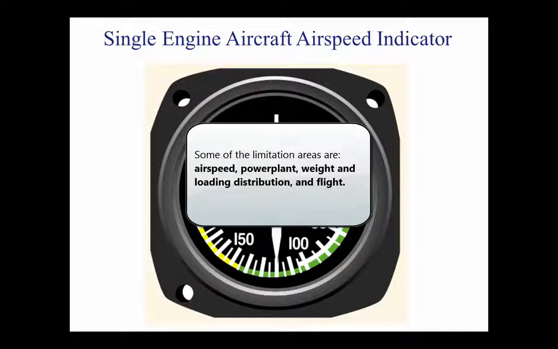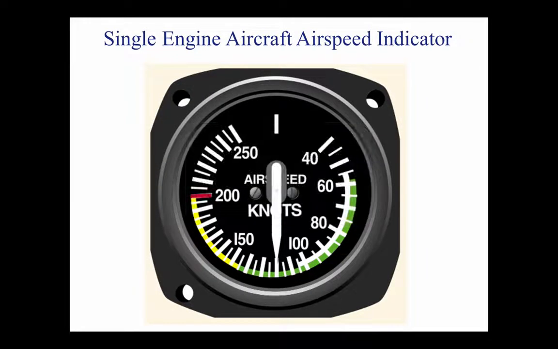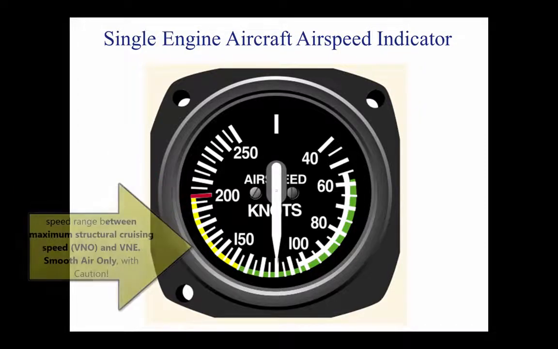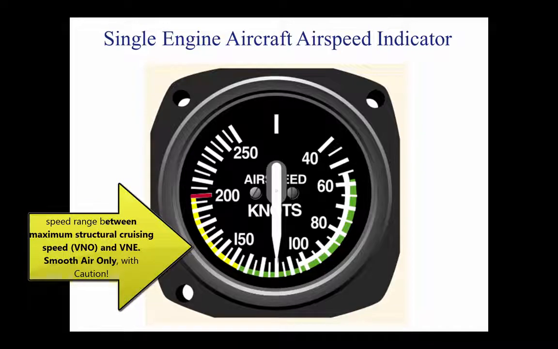Airspeed limitations are shown on the airspeed indicator, ASI, by color coding and on placards or graphs in the aircraft. A red line on the ASI shows the airspeed limit beyond which structural damage could occur. This is called the Never Exceed Speed, VNE. A yellow arc indicates the speed range between maximum structural cruising speed, VNO, and VNE. Operation of an aircraft in the yellow airspeed arc is for smooth air only, and then only with caution.